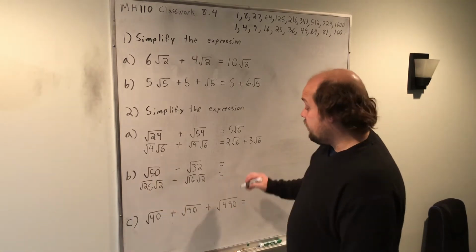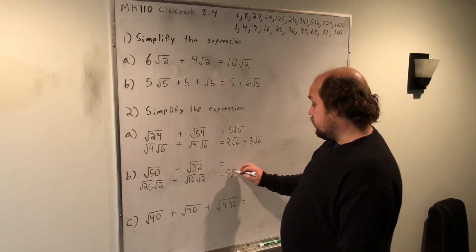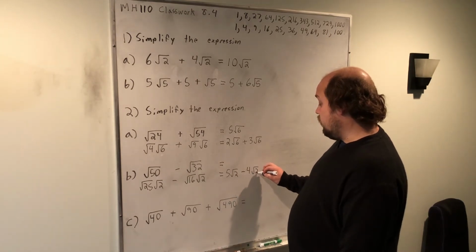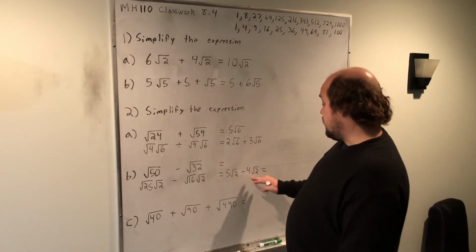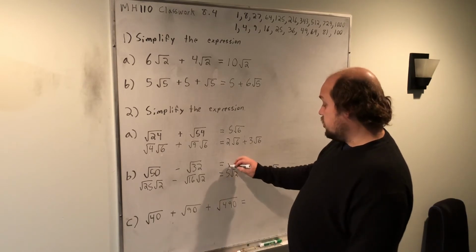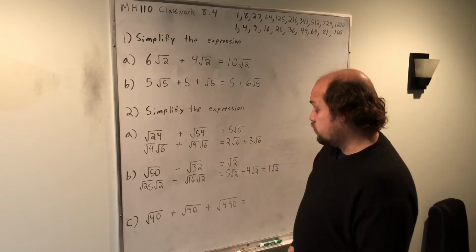The root of 25 is 5, so I have 5 root 2. The root of 16 is 4, so I'm subtracting 4 root 2. 5 minus 4 gives me a total of 1 root 2. I can just write that as the root of 2.